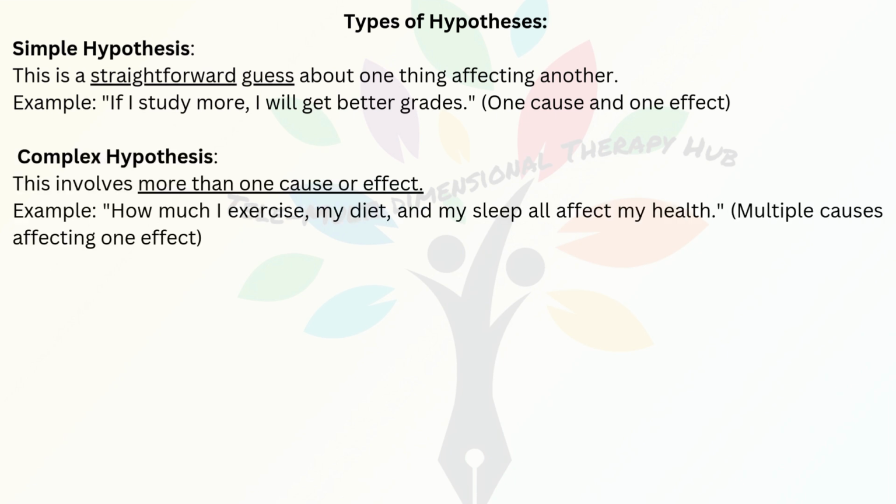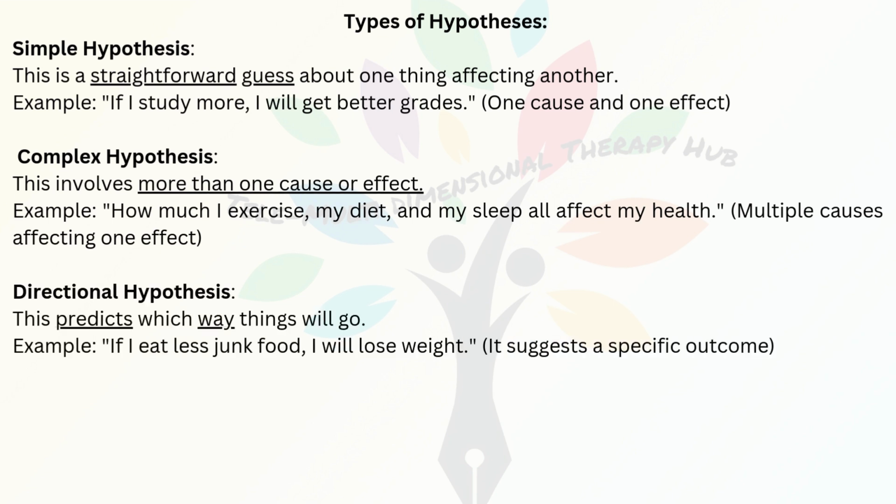Next, complex hypothesis. Complex hypothesis means this involves more than one cause or effect. For example, how much I exercise, my diet, and my sleep all affect my health. That means a complex hypothesis is a guess that includes more than one cause or effect. That means many causes affecting one effect.